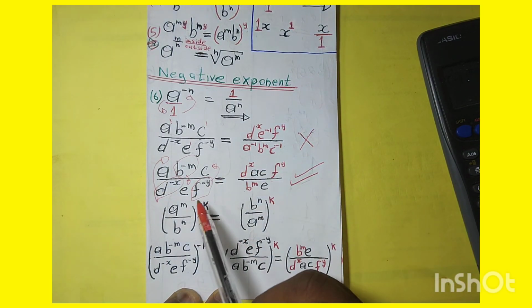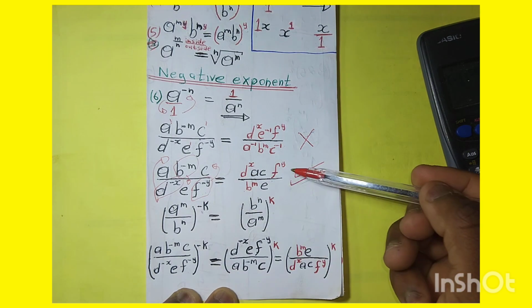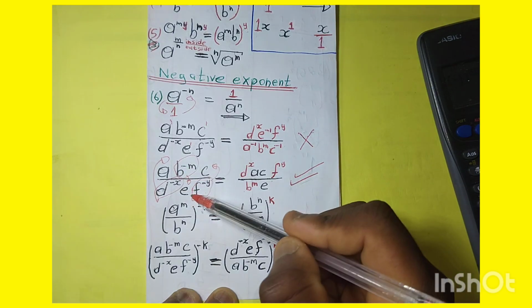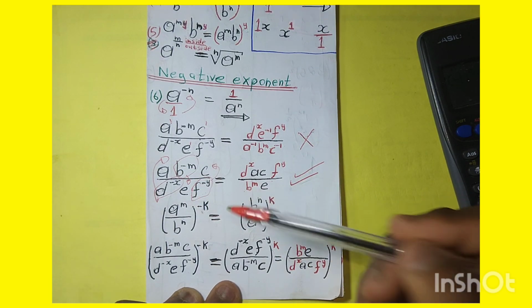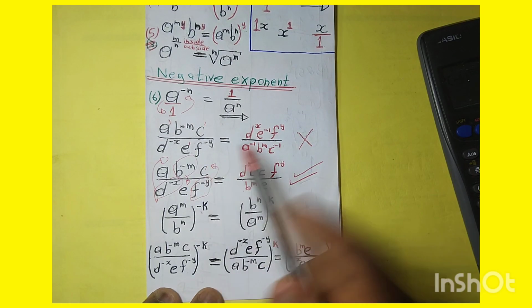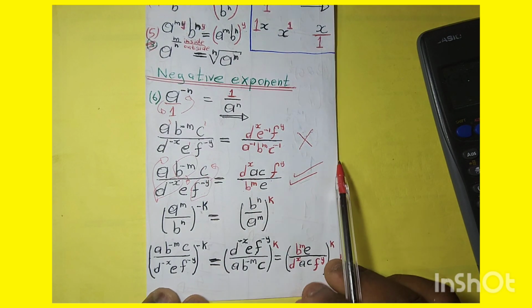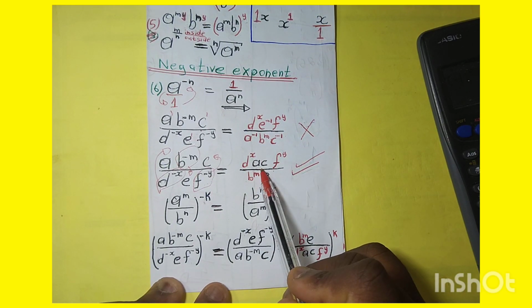Do you see? Because when I'm taking a denominator to the numerator, the exponent sign changes. When I'm taking a numerator to the denominator, the exponent sign changes. Do you see, guys? Denominator to numerator, that thing changes. Numerator to denominator, the exponent changes. So it's better for you to work with positive exponents.